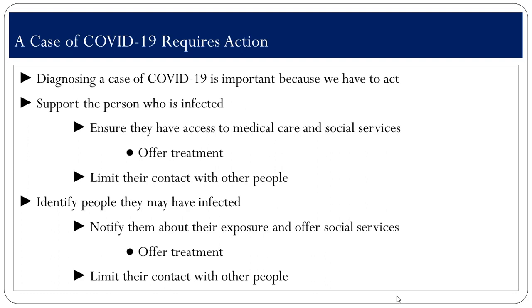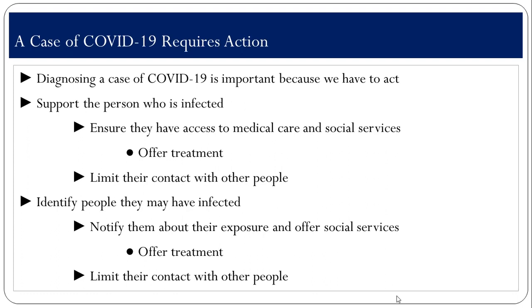So, let us talk now about contact tracing and how it is used for COVID-19 prevention. Every case of COVID-19 that is diagnosed requires action. We have to act, and there are a number of ways that we have to act. First, we need to support the person who is infected. It is important that we act to ensure that they have access to medical care and any social services they may need. They need to be able to access treatment.